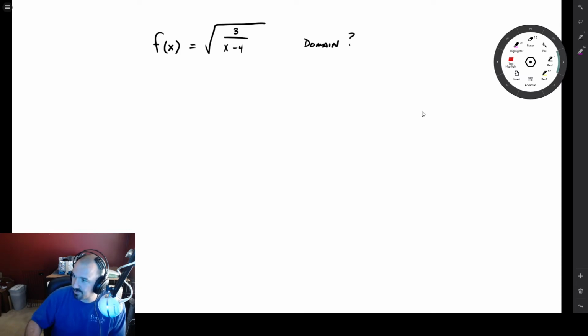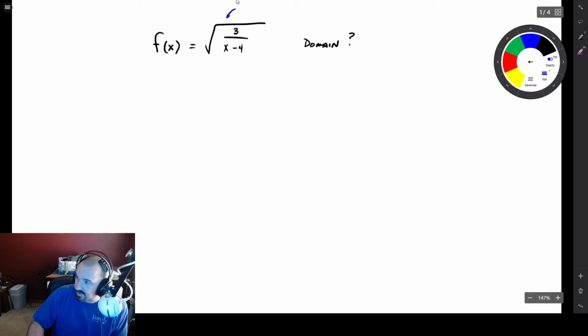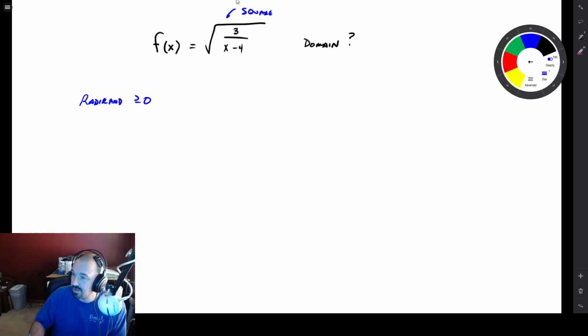We've got the issue of the square root. Remember that this is a square root, which means its index is even. So we have a problem where the radicand has to be greater than or equal to 0. Initially, and if you want to skip past this part, that's fine, what I've told you every single time is you take the radicand, set it greater than or equal to 0, and solve.